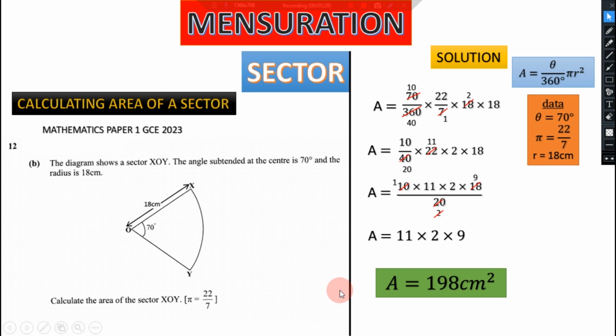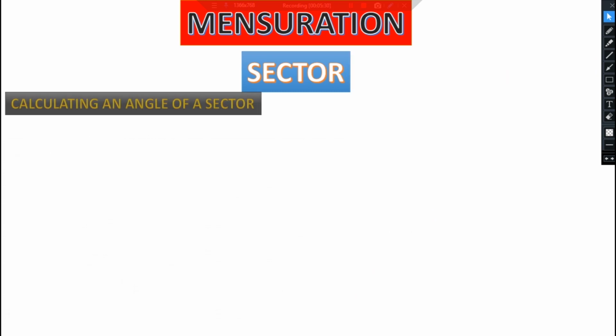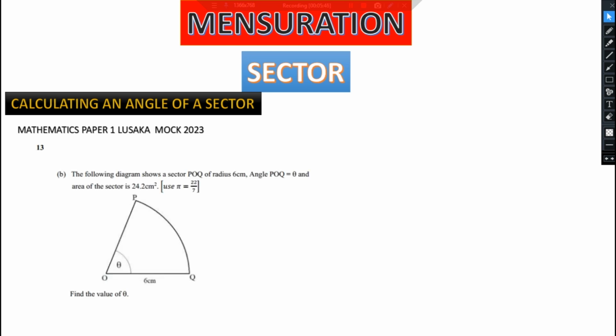Let us go to the next question. The next question is asking us to calculate an angle of a sector. This time around, I've gotten a question from the Lusaka provincial mock, that is for this year. This was question 13B.